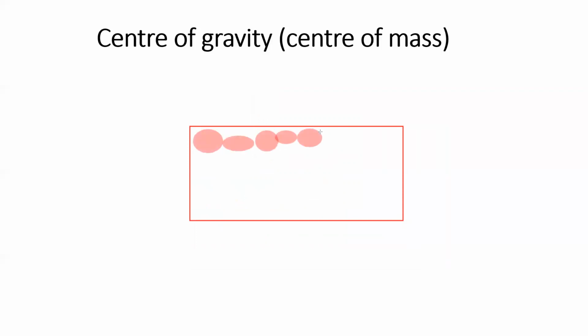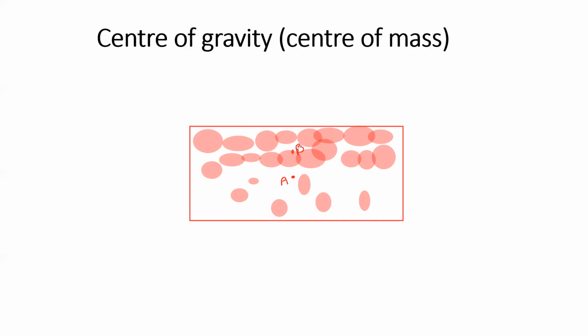So what will be the correct position of center of gravity or center of mass? A, B. What is the likely position of the center of gravity or center of mass for this object? It will be B, because most of the particles are distributed at the top. That's why the center of gravity will be higher.